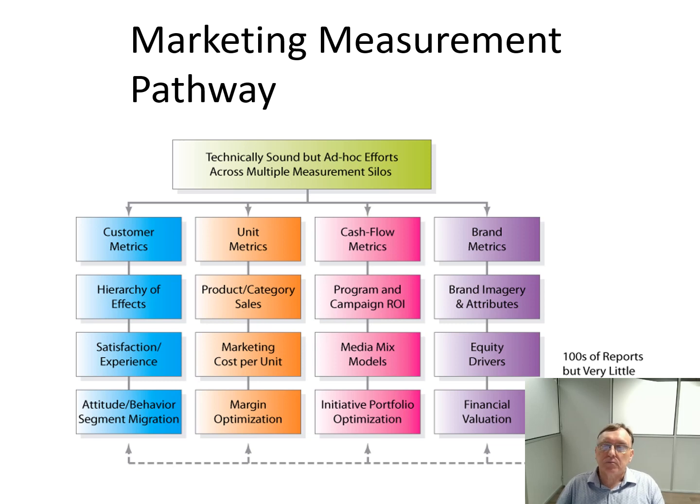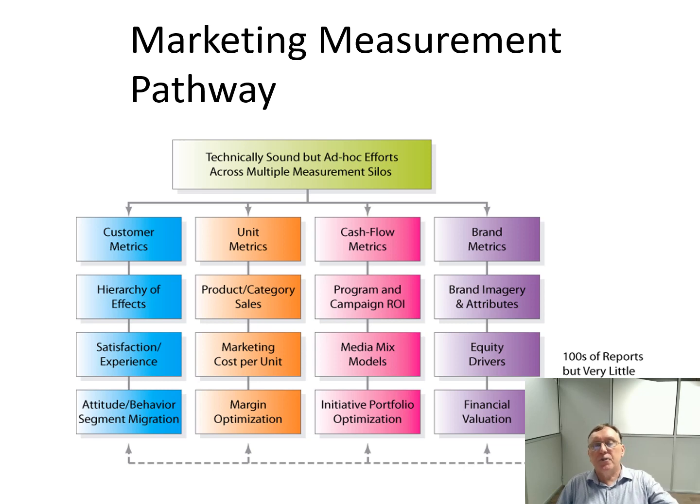So we have brand imagery and attributes. In other words, what people see in the brand, what is it that we're trying to get across about our brand. The equity drivers, what sets our brand up as a higher value than other parts of the brand mix. And then the financial valuation based on those efforts that we've done in producing the brand and what is the valuation of the brand that produces.